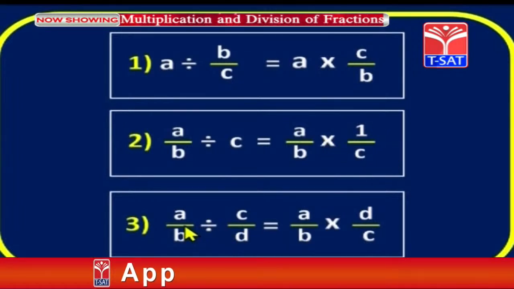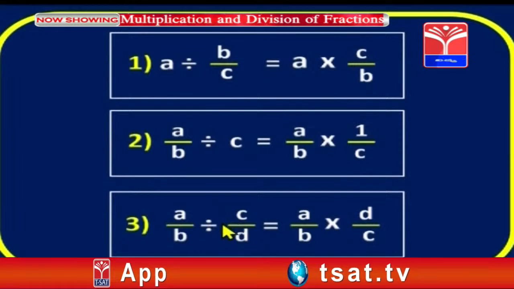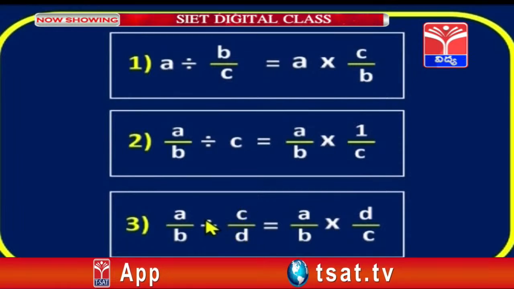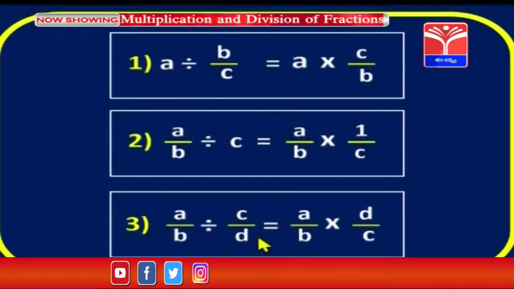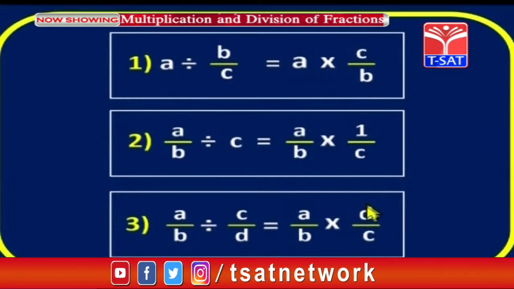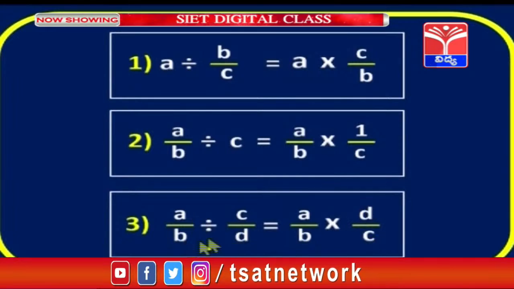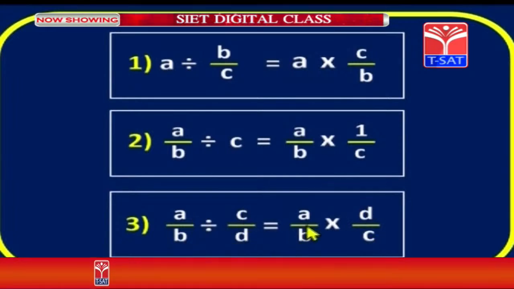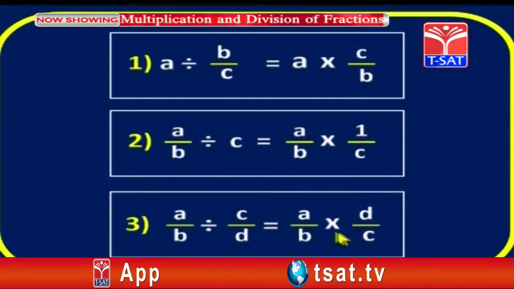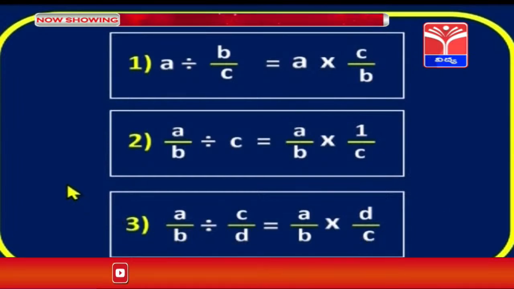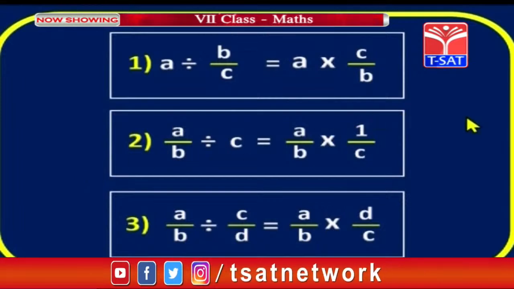And the last one, a by b divided by c by d. Here divided by c by d, so multiplication with its reciprocal. So what is the reciprocal here? For c by d, it is d by c. So a by b divided by c by d can be taken as a by b into d by c. Children, you must know this to find division by a fraction, with a fraction or any other number.